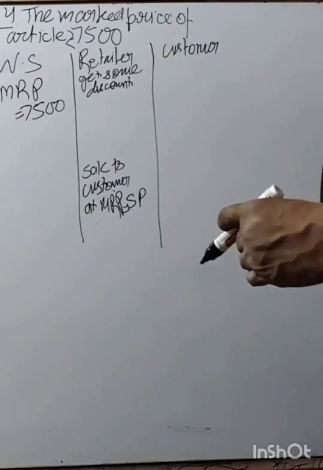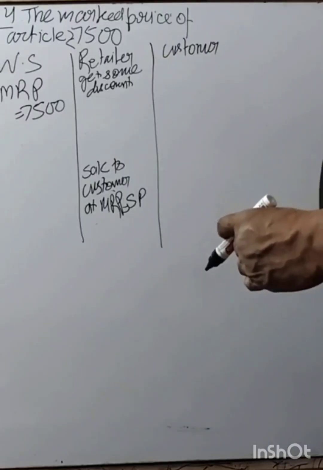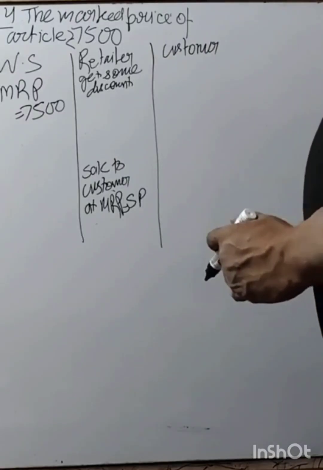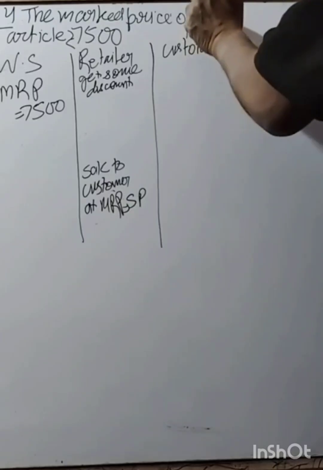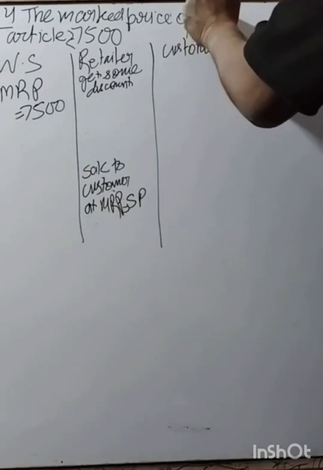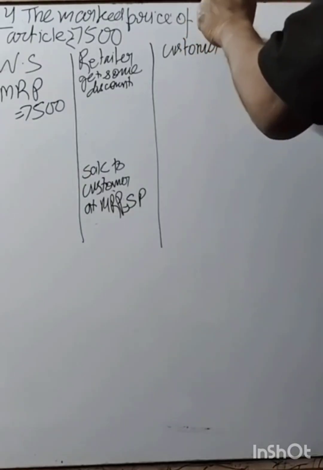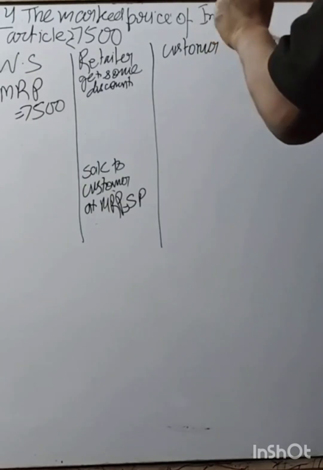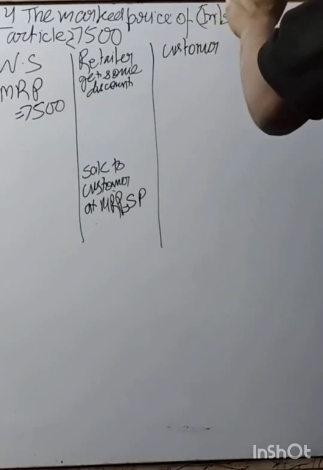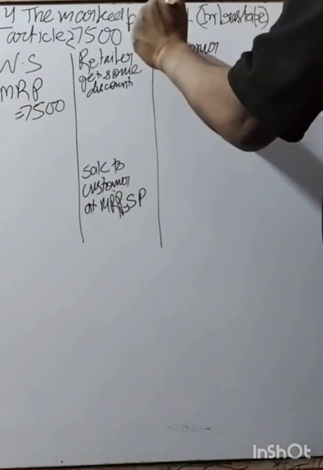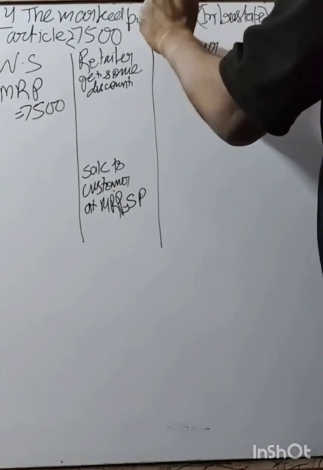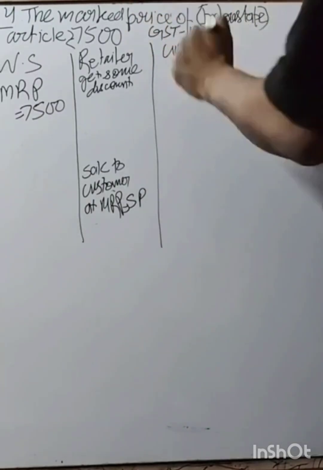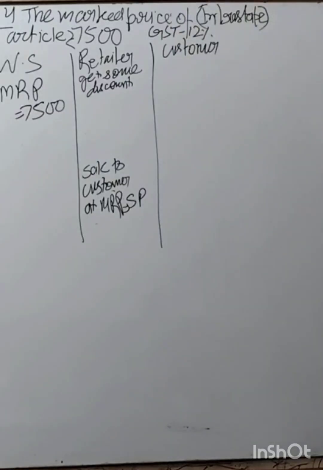Now the sale is intrastate and the rate of GST is 12%. If the shopkeeper pays 90 as tax under GST to the state government, fine.